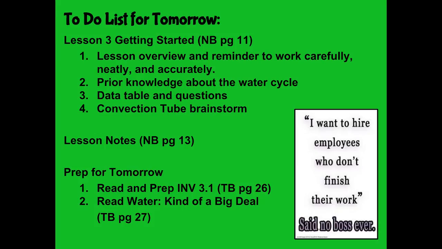So you have a big to-do list today. A lot of it will be done as a class. 1 through 4, Getting Started will probably be done as a class, but we'll be having an overview, talking about our prior knowledge with the water cycle, talking about data tables and questions with that, and then brainstorming what can be done with those convection tubes. You're going to get some time to work on your notes, including all those vocabulary. And whatever time you have at the end, you should prep for tomorrow.